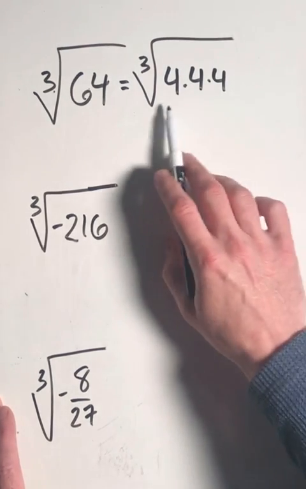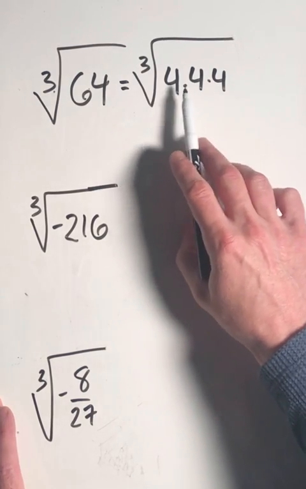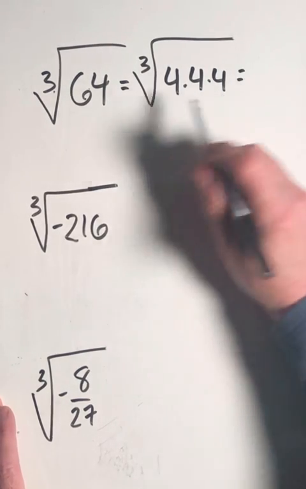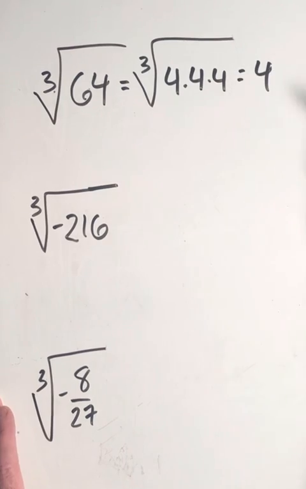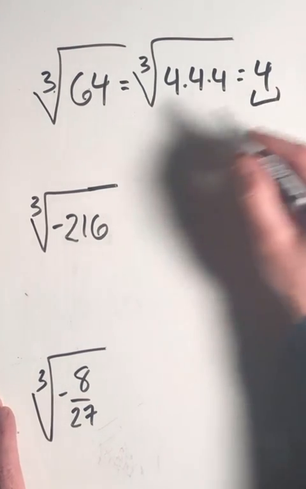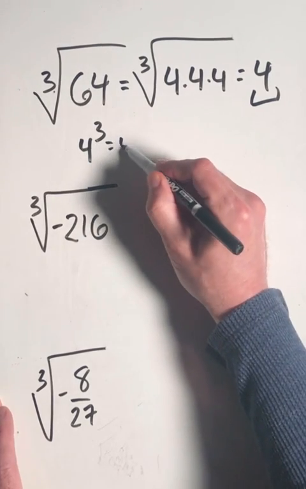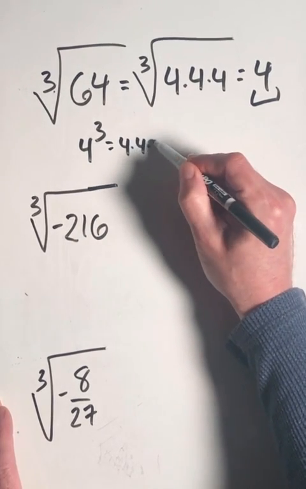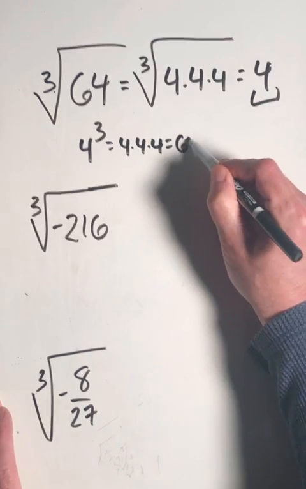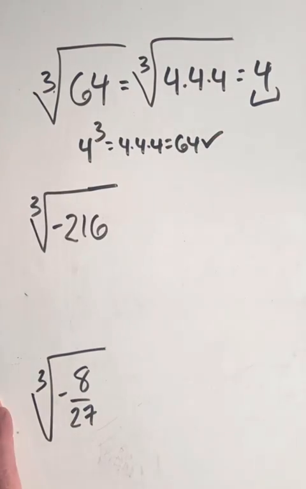So at this point, we should recognize that 4 times 4 is 16, and 16 times 4 is 64. So the cube root of 64 is equal to 4. The way that we check that is we take this number and we raise it to the power of the index. So that would be 4 times 4, which is 16, times 4, which is 64. So we know that we are correct.